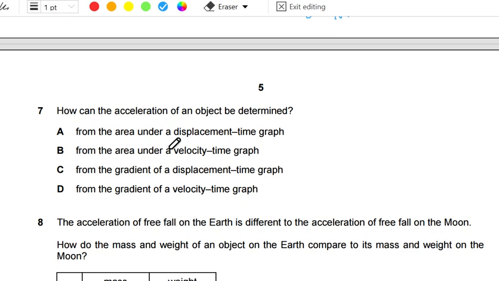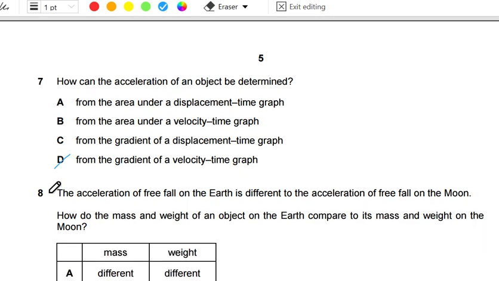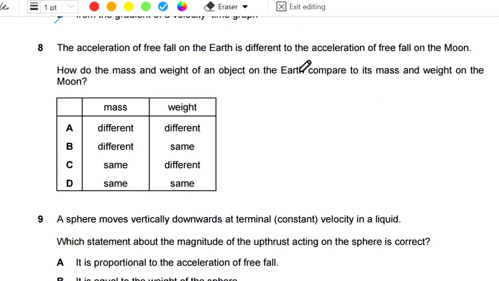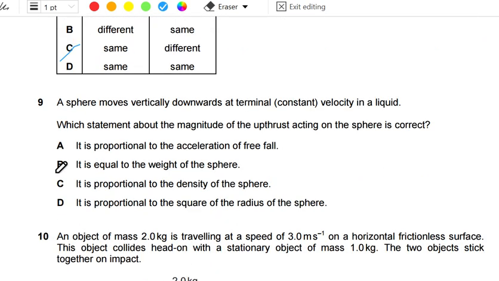Certainly acceleration is the gradient of the v-t graph. The gradient of the d-t graph is v. The area under the v-t graph is d. The area under the d-t graph has nothing. Okay, mass is the same both on Earth and on the Moon, but weight is certainly different. An O-level question.